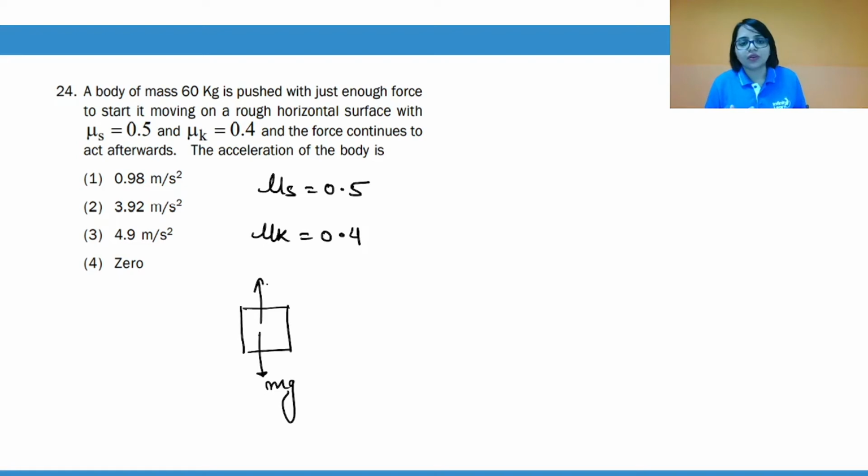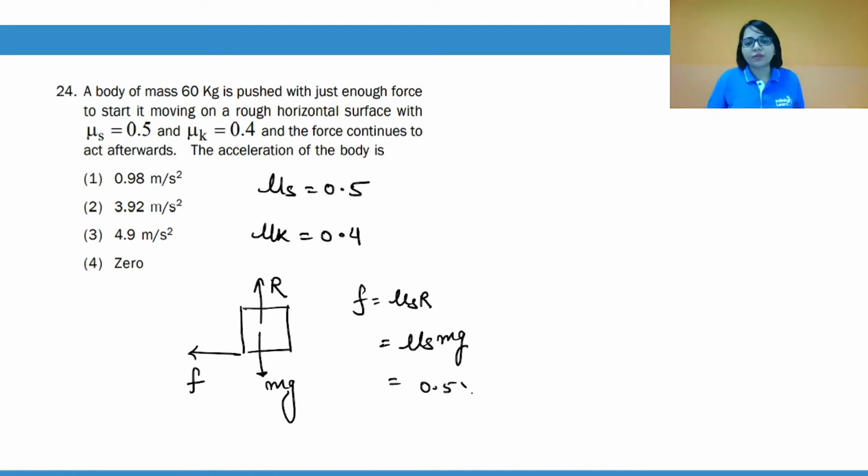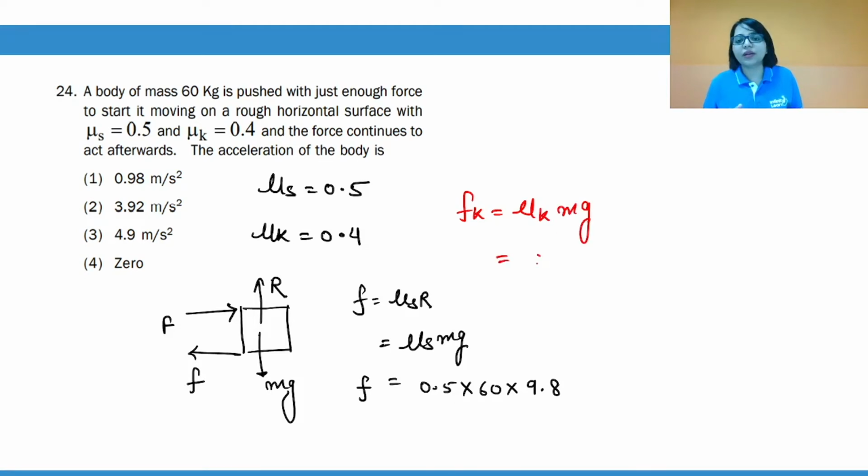So limiting friction in this case, mg is in downward direction, normal reaction is upwards, and friction will be in backward direction. So limiting friction will be mu s into R, and that is equal to mu s into mg, right? So mu s is 0.5, m is 60, and g is 9.8. So this is the value of friction. So we are applying the same amount of force on this body so that it just starts moving, right? So after the motion of the body starts, it experiences kinetic friction, right? So kinetic friction Fk will be mu k into mg. Mu k is 0.4, m is 60, g is 9.8, right?